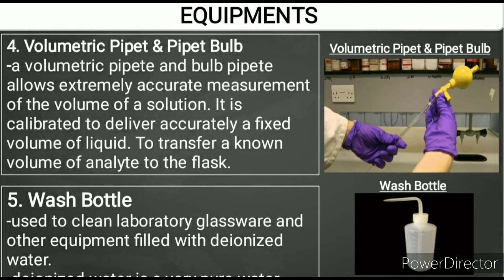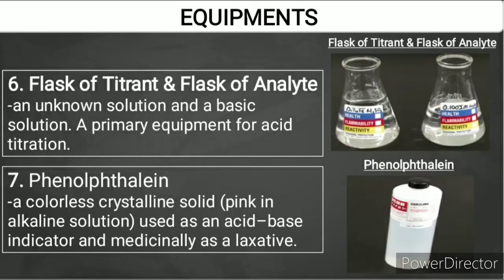A volumetric pipette and pipette bulb allows extremely accurate measurement of the volume of a solution. It is calibrated to deliver accurately a fixed volume of liquid, to transfer a known volume of analyte to the flask. Fifth equipment, wash bottle, used to clean laboratory glassware and other equipment, filled with deionized water. Deionized water is a very pure water.